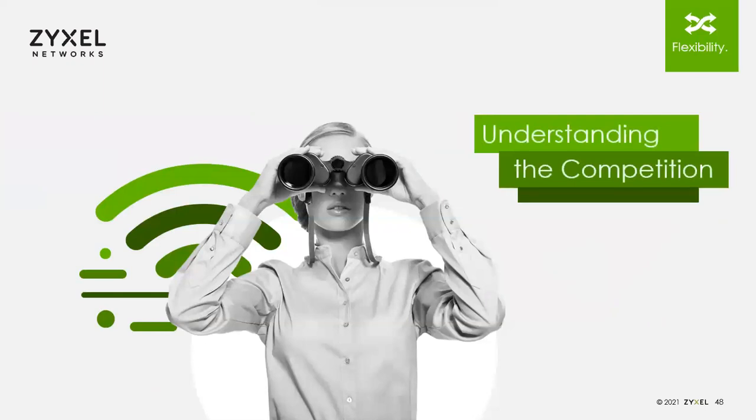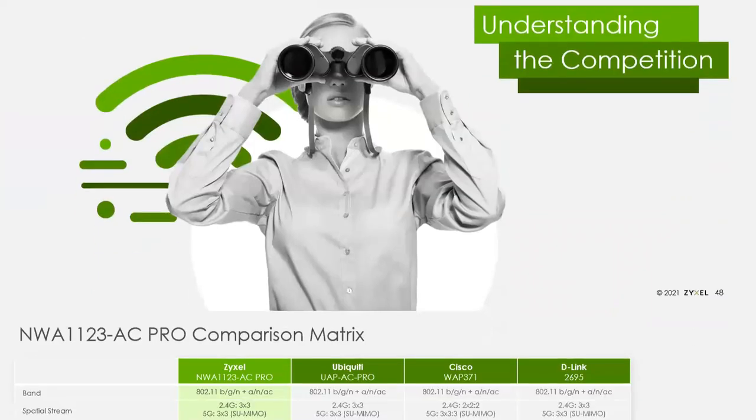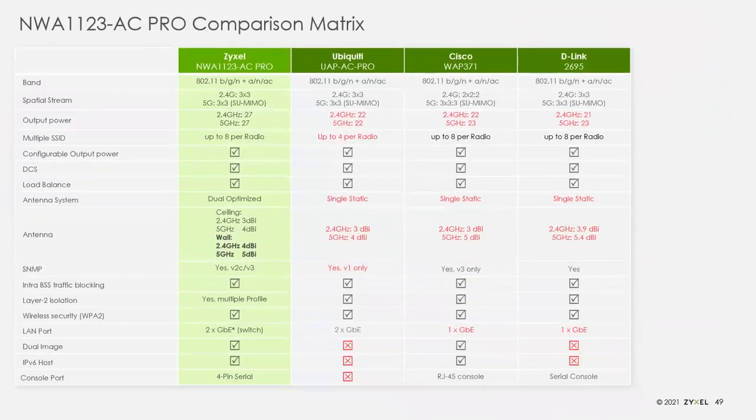So we'll take a look here and just highlight a couple of our competitors and a couple of our different models real quick. So in this case, we'll start with our 1123 AC Pro. Probably the biggest competitor to it is the Ubiquiti UAP AC Pro. Prices on these should be pretty comparable between the two. We give you more output power, 27 dBm versus 22 on the Ubiquiti. More SSIDs, double the SSIDs essentially. We've got dual optimized antennas built in versus the traditional standard static antenna.